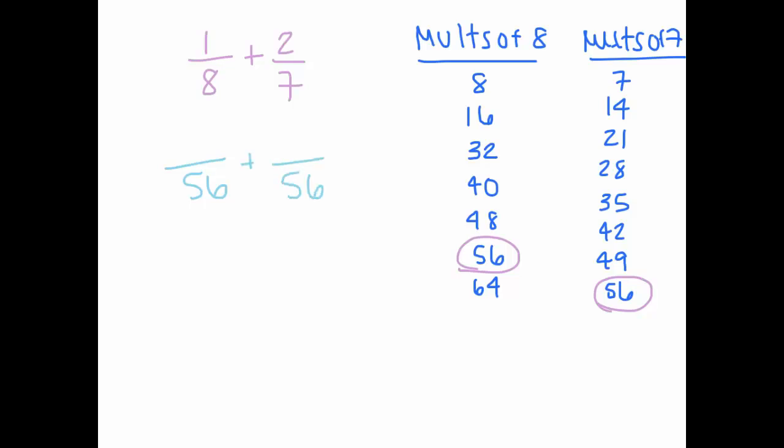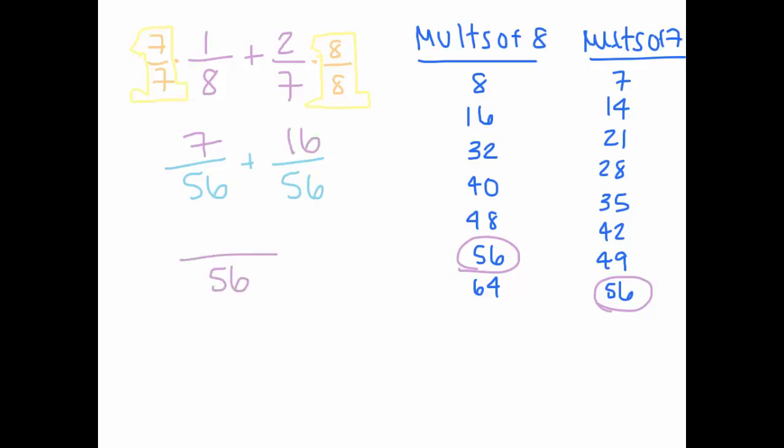Okay, so let's see, how can I get 8 to look like 56? We're going to multiply by 7 over 7, and 7 we're going to multiply by 8 over 8. So remember that 7 over 7 is just another version of the number 1, and so is 8 over 8. We're not changing the value of these fractions, just the way that they look. So we're going to get 7 over 56 and 16 over 56.